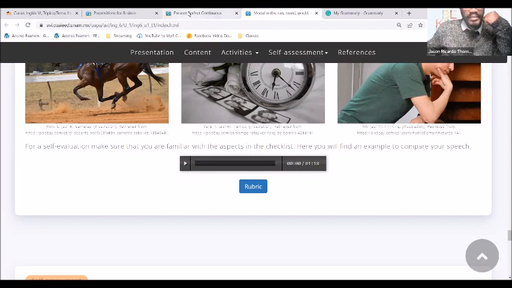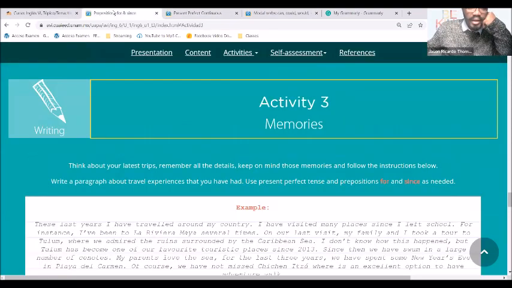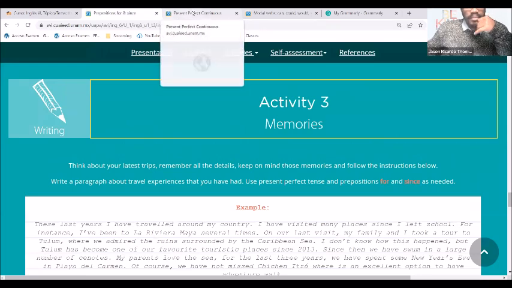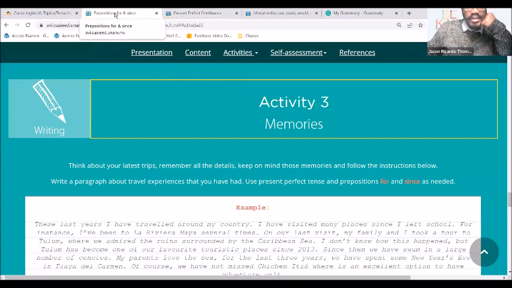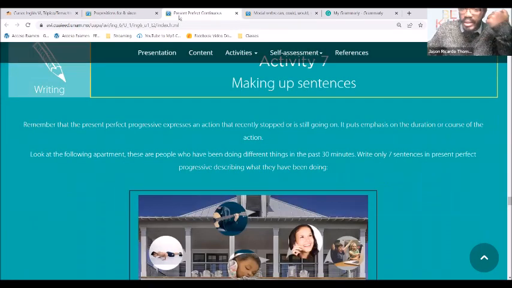Now, activity 2 and 3 are based on present perfect continuous and the prepositions for and since. So before I go through those two, let's look at them together. When do we use the present perfect continuous?